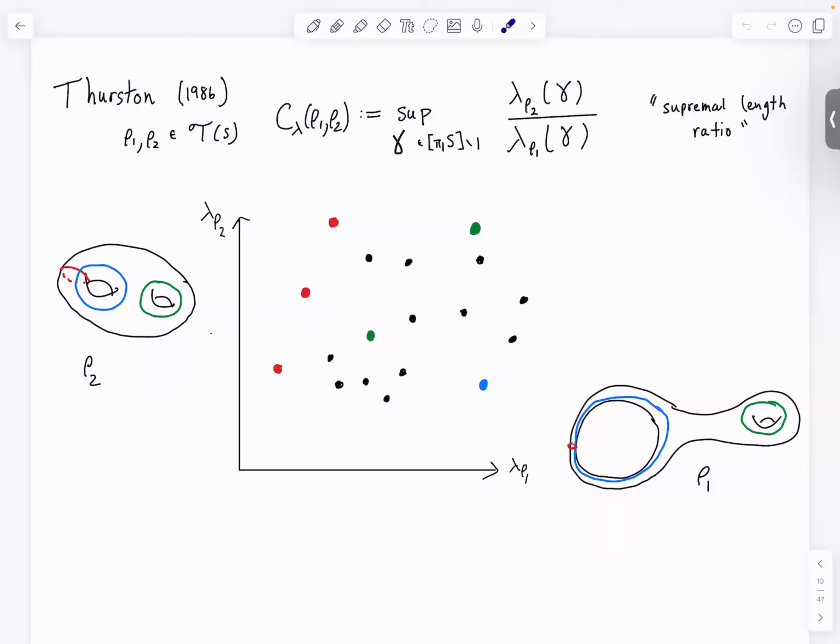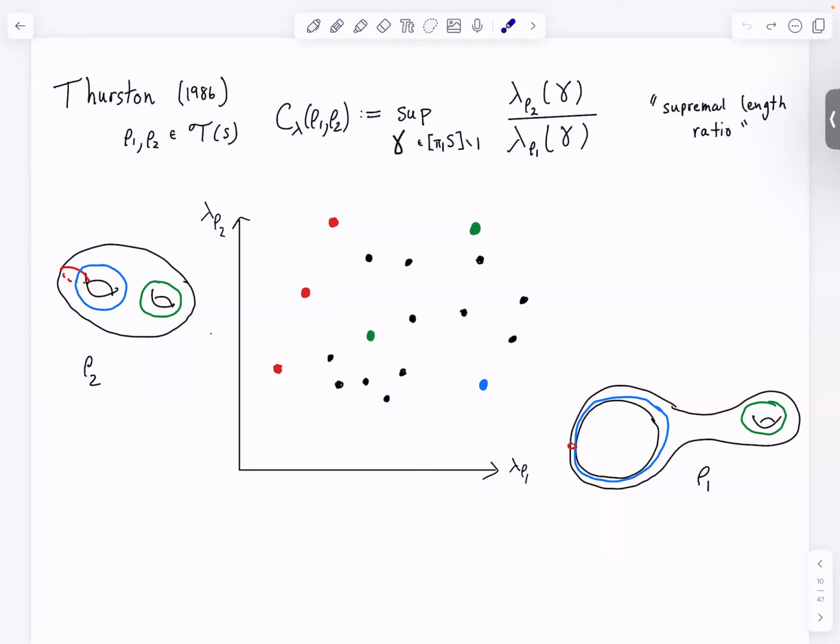I tried to give some accurate examples here. You can see in rho 1 the blue curve is pretty long, but in rho 2 the blue curve is a little shorter, and so the blue point that I plot is below the y equals x line. On the other hand, the red curve is very short in rho 1. It's longer in rho 2. So this red point is of slope bigger than 1.